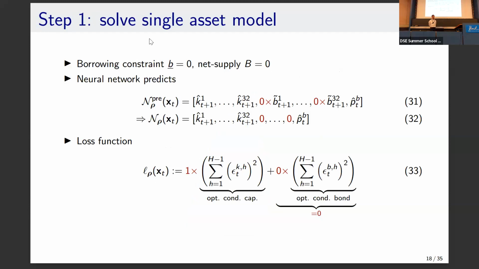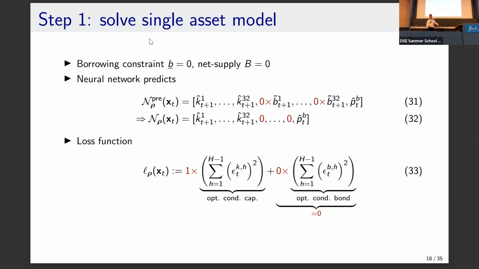So, how do we start? Step one: solve the single asset model. How do you do this? You set the borrowing constraint to 0, you set the net supply to 0, you put a mask here, which is 0 pre-multiplied in these predictions, and then the final predictions will all be 0. And in your loss function, you now don't care about the bond optimization, you only care about the capital optimization.